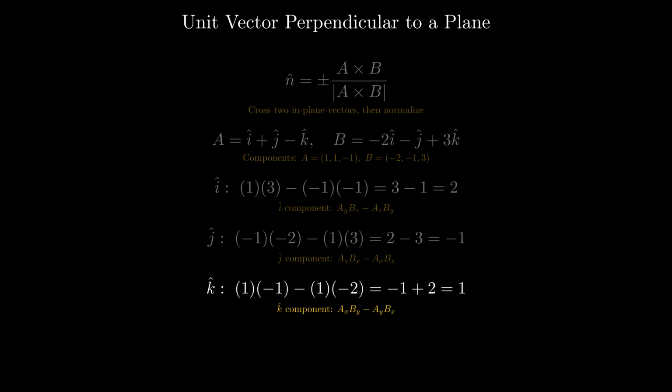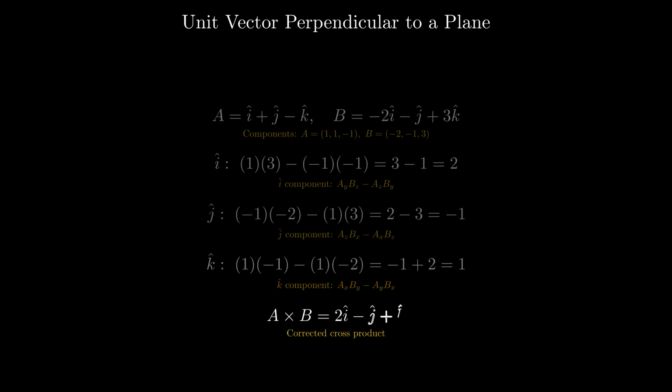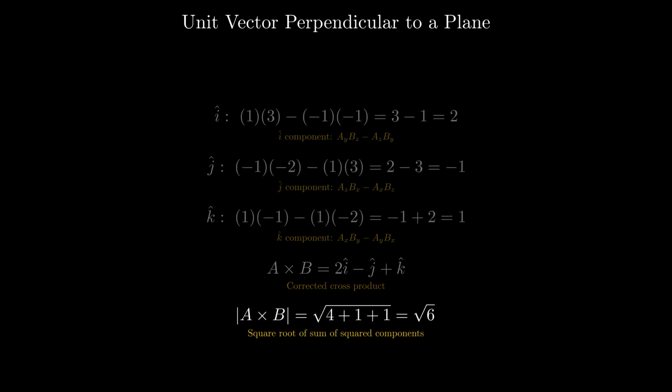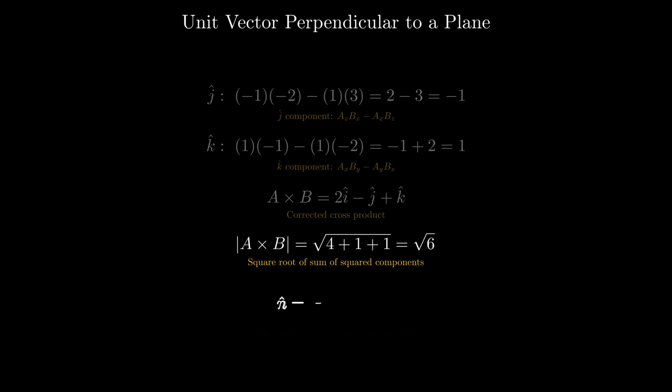The k hat component is 1 times negative 1 minus 1 times negative 2. That's negative 1 plus 2, which equals 1. So A cross B equals 2 i hat minus 1 j hat plus 1 k hat. Its magnitude is the square root of 4 plus 1 plus 1, which is the square root of 6.